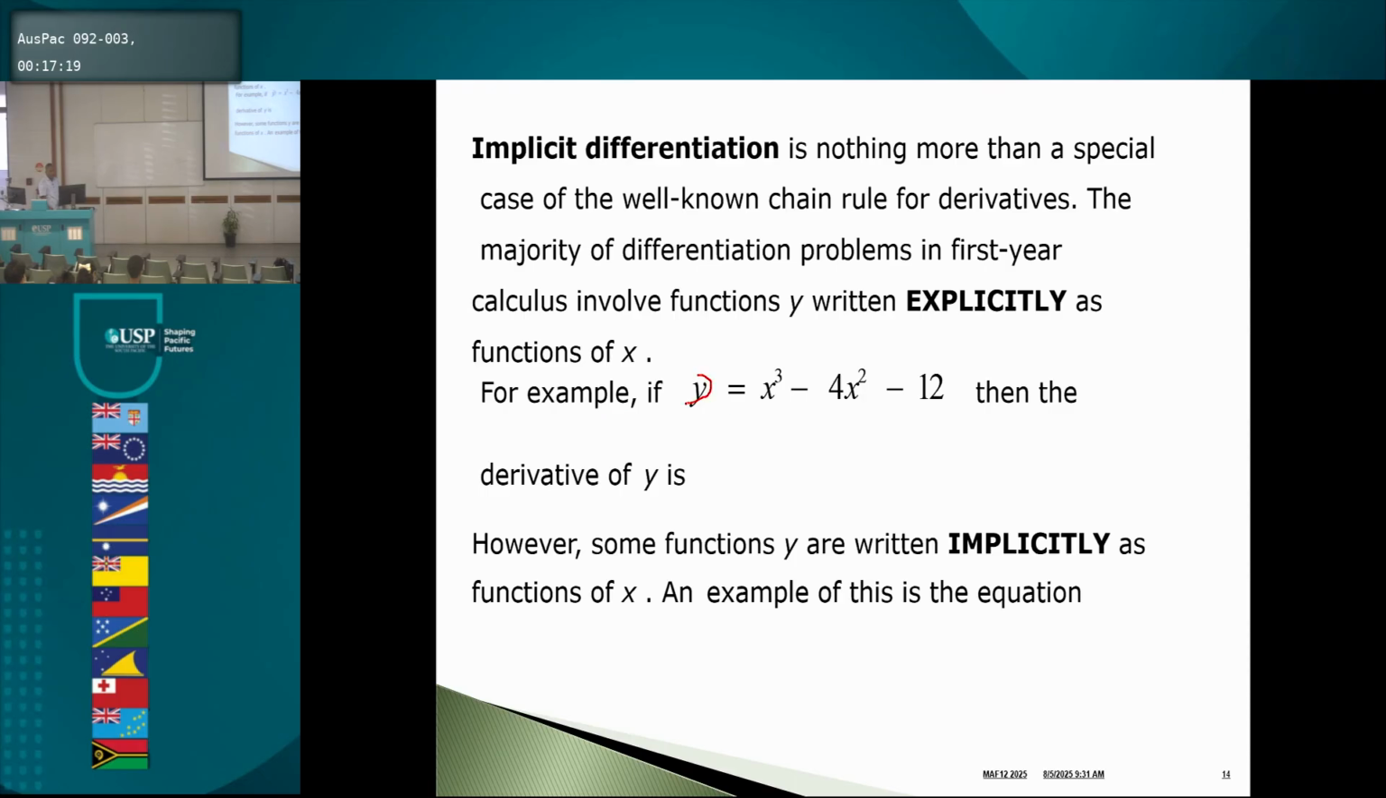So in this case, because y is the subject, I can differentiate this. However, how about this? Where y is not the subject. Now see if you can differentiate. Oh, before you differentiate, can you make y the subject? Quickly. x squared plus y squared equals 4. By the way, does anyone know what this is the equation of? Equation of a circle with a radius of 2.